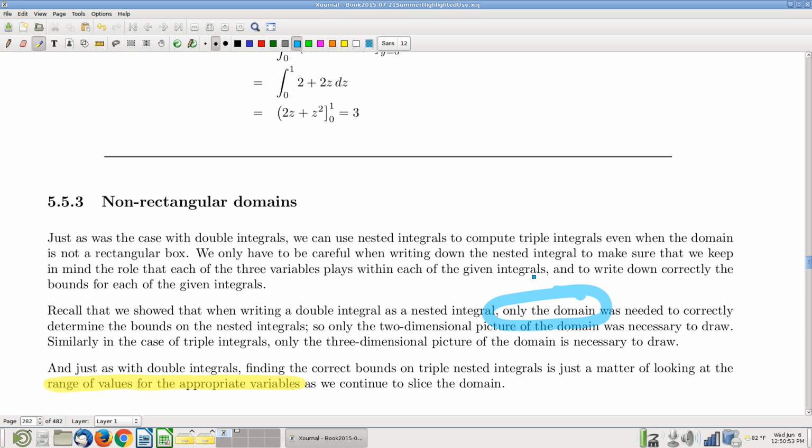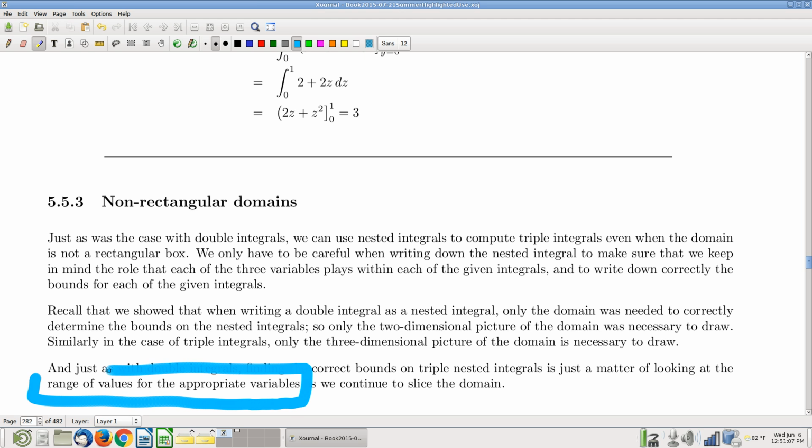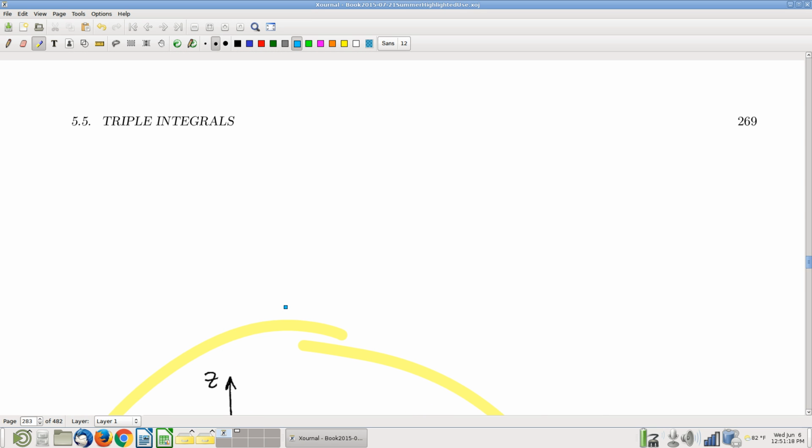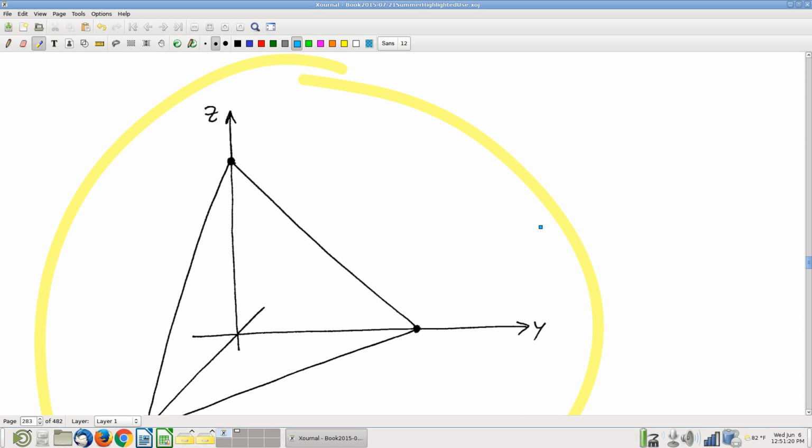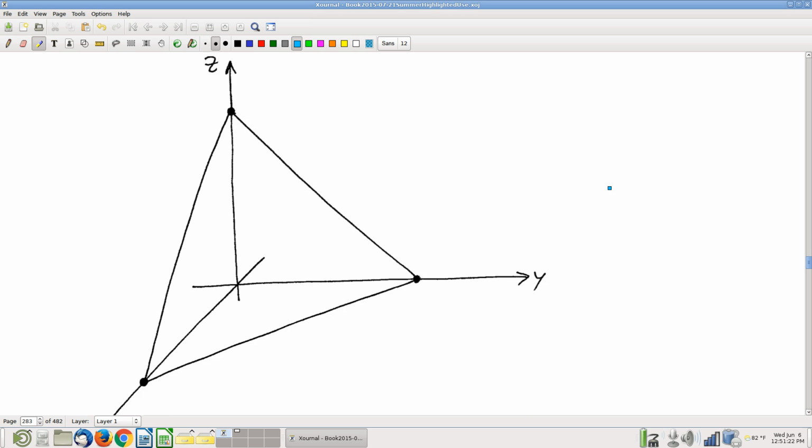Anything vertical in the graph picture is just telling you about the integrand, not the bounds. So we only have to draw the domain and then slice up one variable at a time, depending on how you ordered your differentials. Look at the range of values of those appropriate variables. And keep track as you go along. So let's do one. Now, this will be our very first triple integral.